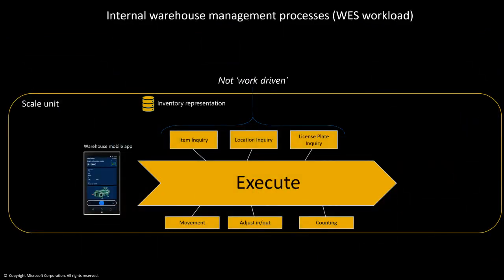And then finally, we have our internal warehouse management processes. These are things typically, as you can see here, potentially not driven by work, such as inquiries on items, locations, or license plates, or executing inventory movements, adjusting in and out of inventory, as well as performing countings. Again, all available on a scale unit with or without connectivity to the centralized hub via the warehouse mobile app.